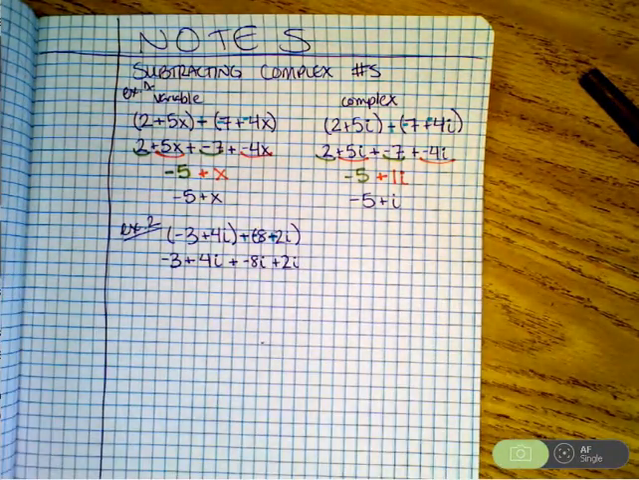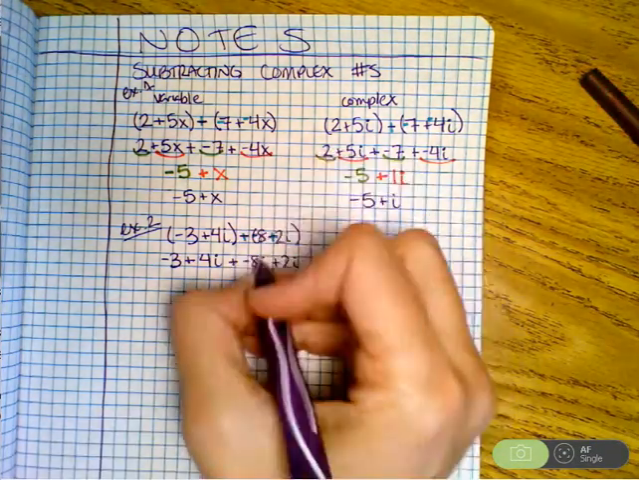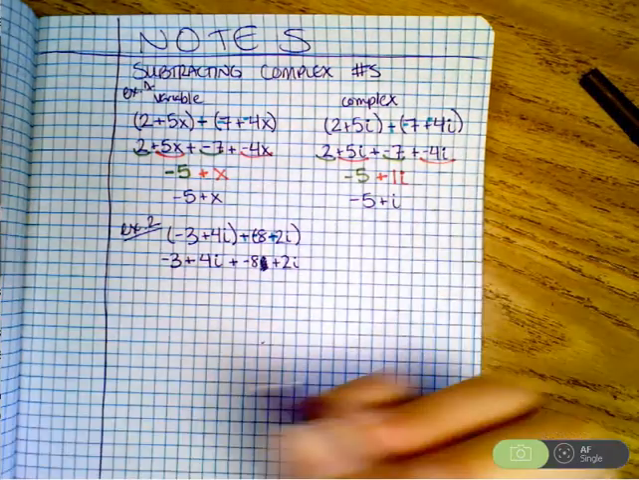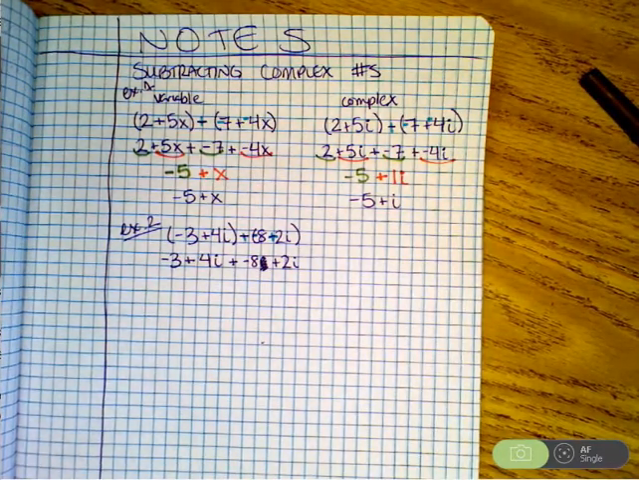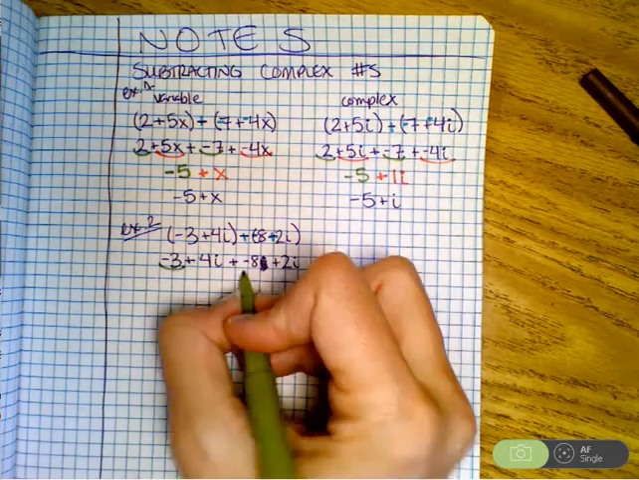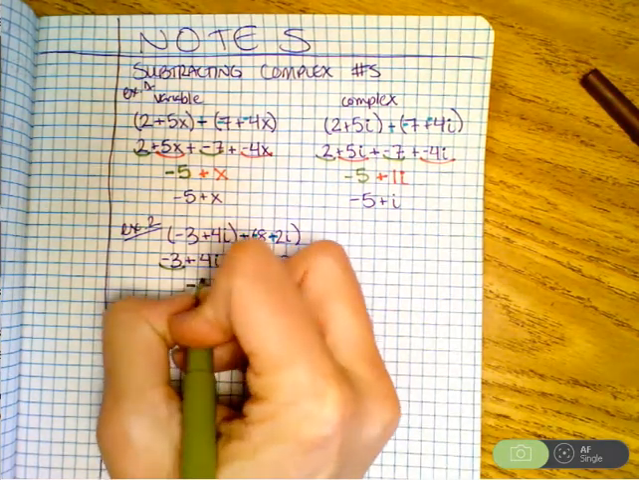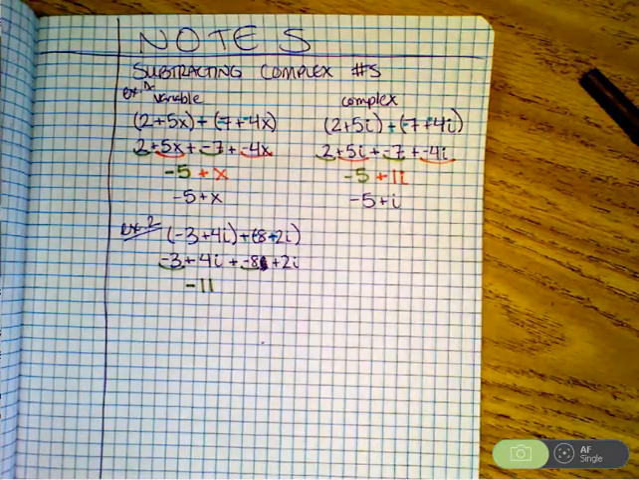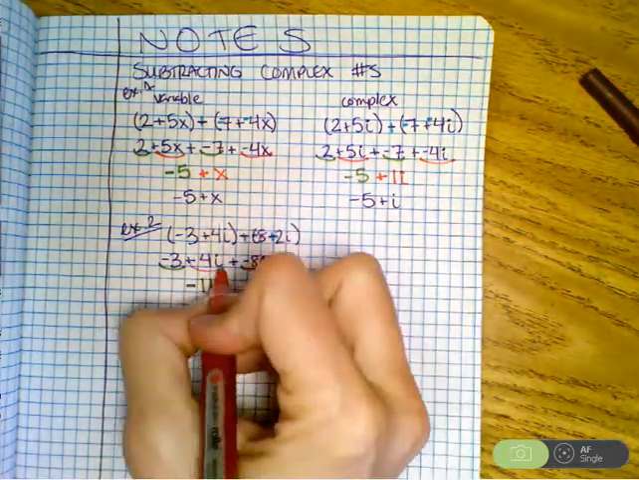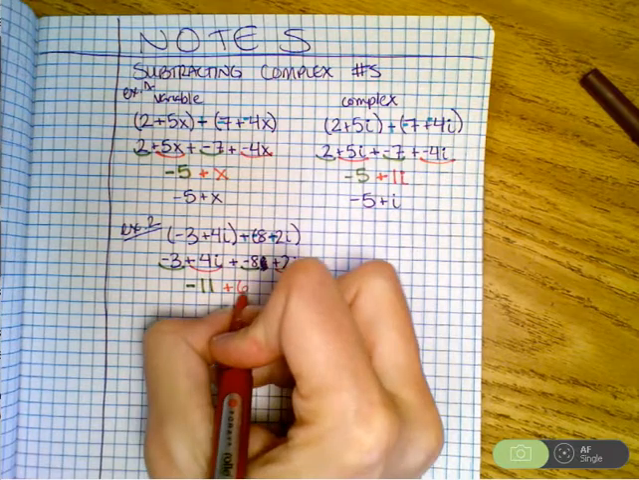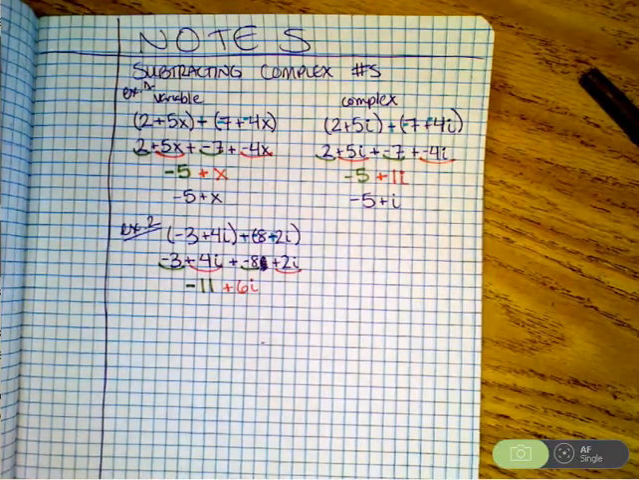Oh, I made a mistake in that. This 8 never had an i in it. That's just an 8. There we go. Sorry about that. Negative 3 and negative 8 is negative 11. And 4i and 2i is 6i. So we get negative 11 plus 6i.